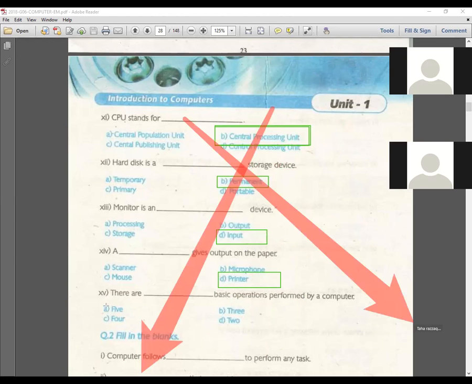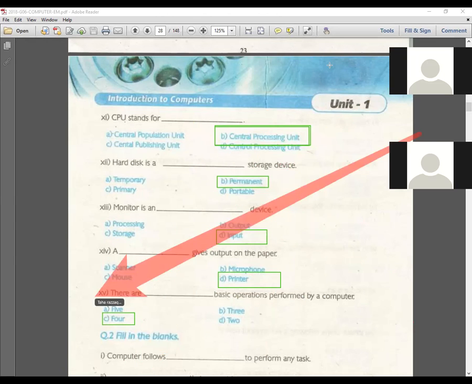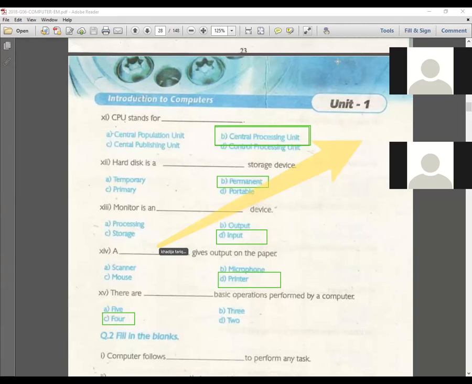Question 15. There are 4 basic operations on the computer. Okay, show me thumbs up if you have done it. Good. Okay, I'm closing the book.